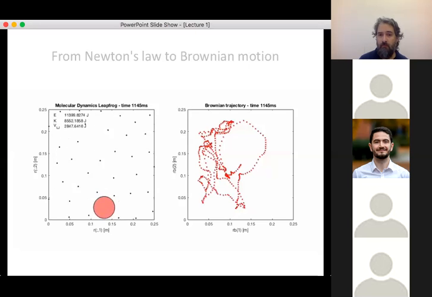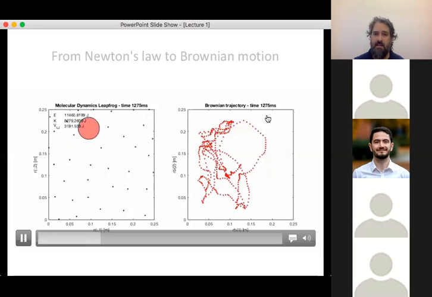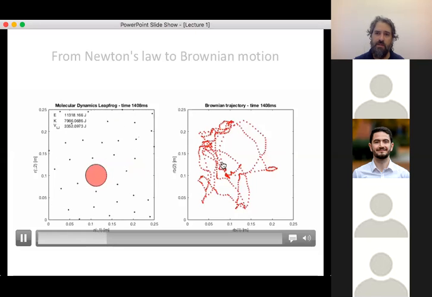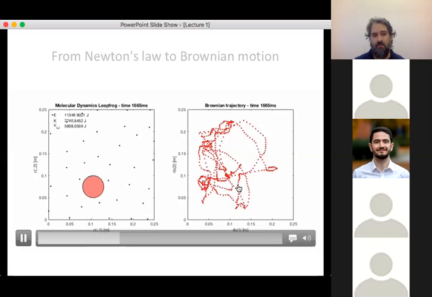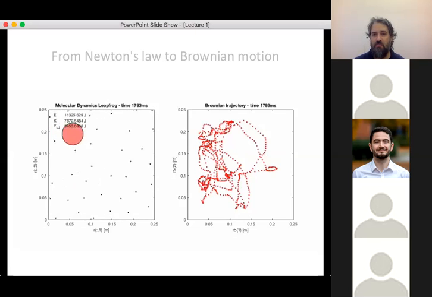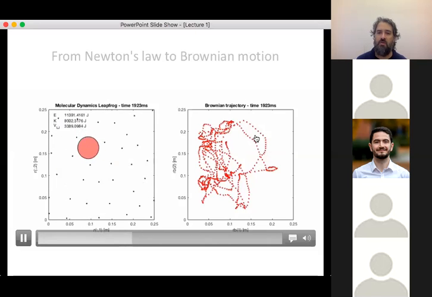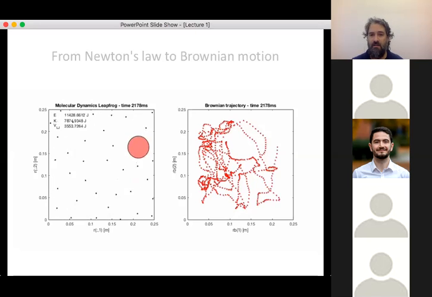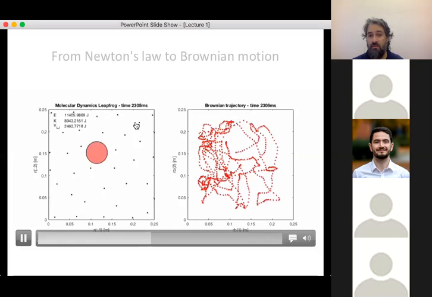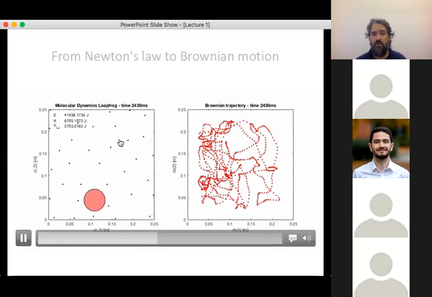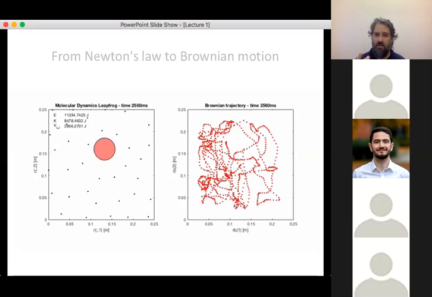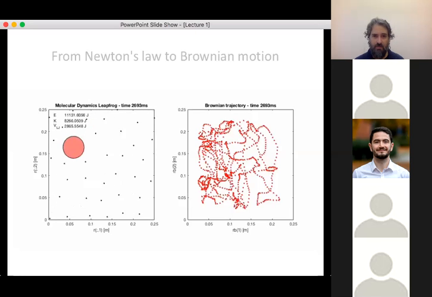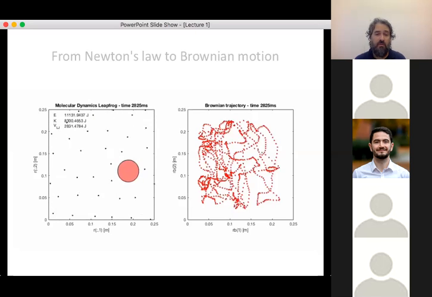There is no randomness. But what I would like you to notice is this side of the video. Here you see the trajectory of the large red particle. And you see that it is completely random. So you don't really see the deterministic aspect of the simulation. Why? Because the particle is being pushed by lots of particles which overall produce a random effect. So here you see how we go from Newton's law to Brownian motion, from a fully deterministic system to a system that looks very stochastic.